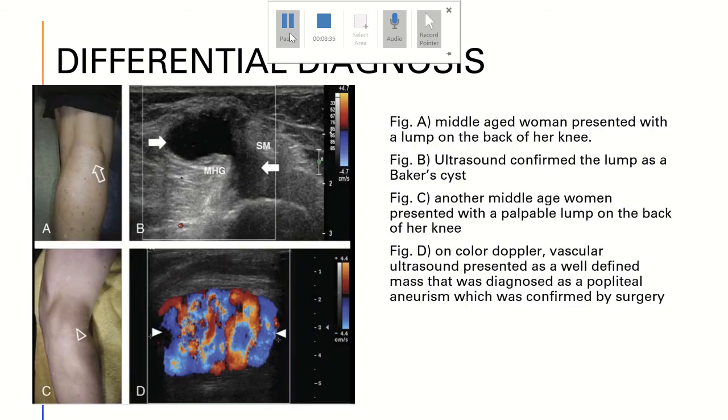Just an example of a differential diagnosis: in the top figure, a middle-aged woman presented with a lump in the back of her knee, and that was a Baker's cyst. And another different patient, also a middle-aged woman, had the same palpable lump on the back of her knee, but hers was actually a popliteal aneurysm. They have the same symptoms, but definitely could be different diagnoses.